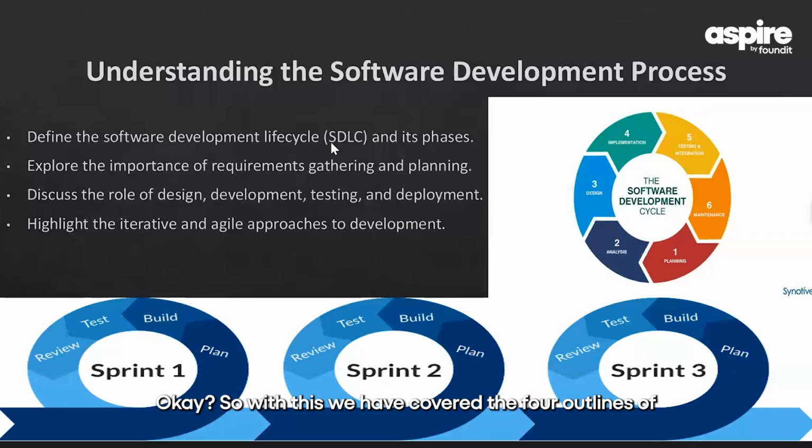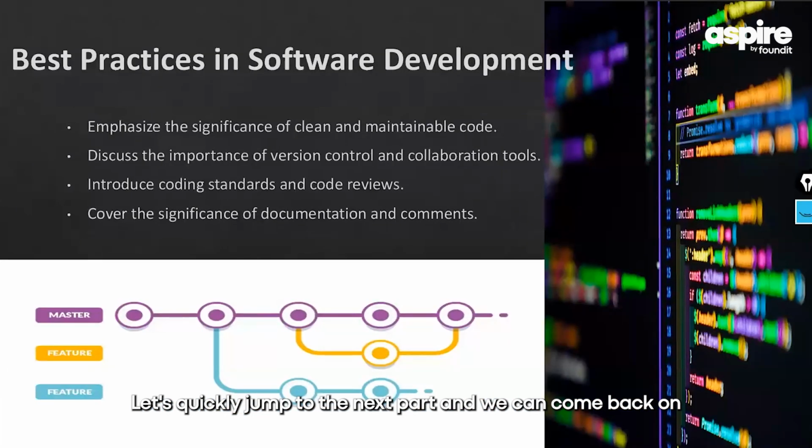So with this we have covered the four outlines of understanding how the software development process works. Cool, let's quickly jump to the next part, and we can come back to this part again if you have any doubt.